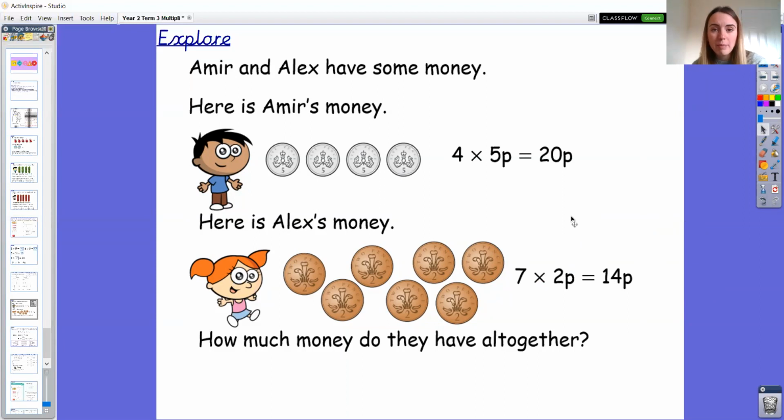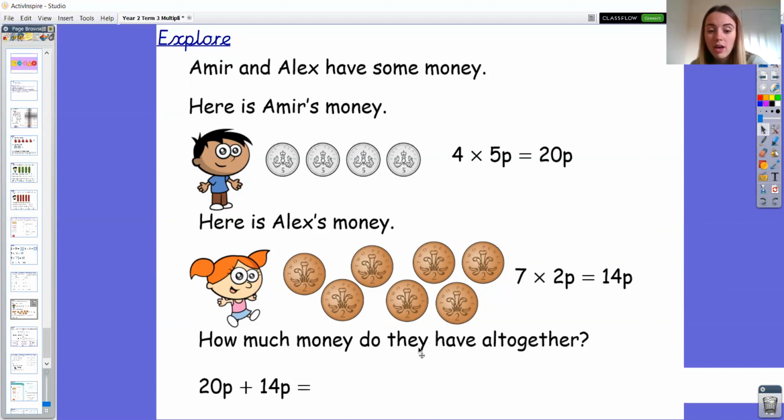Fantastic. So now we know how much Amir has, which is 20p, and we know how much Alex has, which is 14p. We need to add together both those totals. So I wonder if you could pause the video here, if you haven't already found the total, to add 20p and 14p.